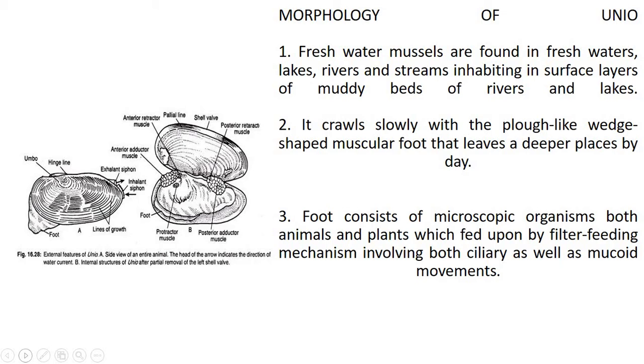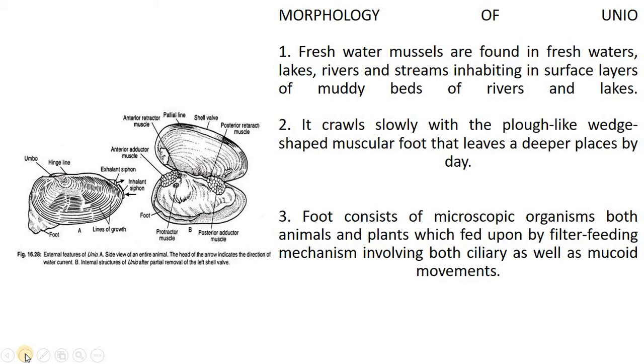Freshwater mussels are found in freshwaters, lakes, rivers and streams, inhabiting the surface layers of the muddy beds of rivers and lakes. It crawls slowly with a plough-like, wedge-shaped muscular foot.